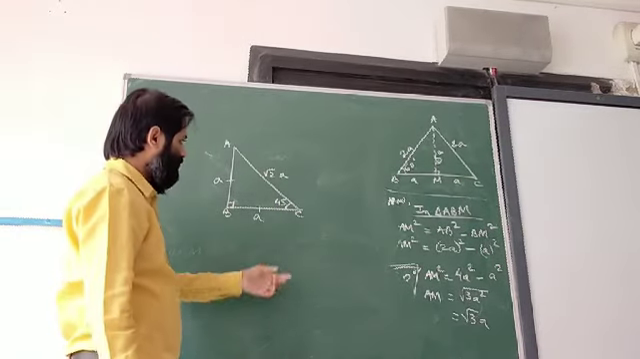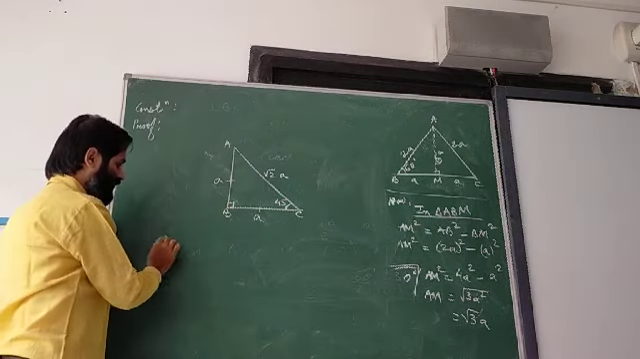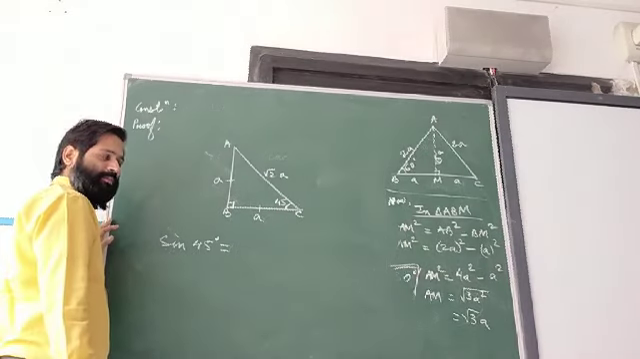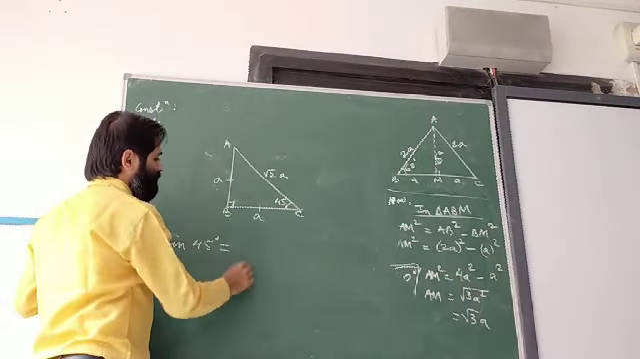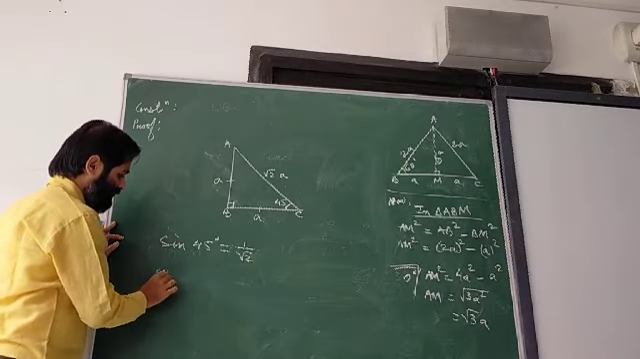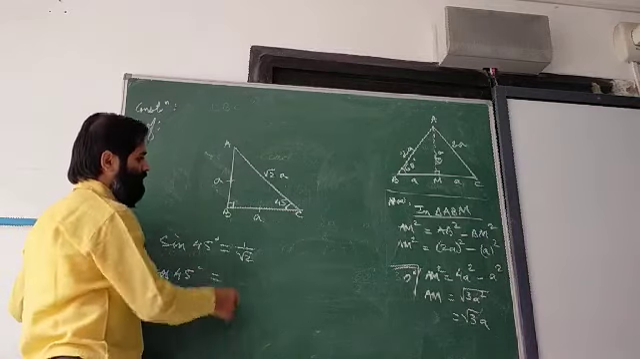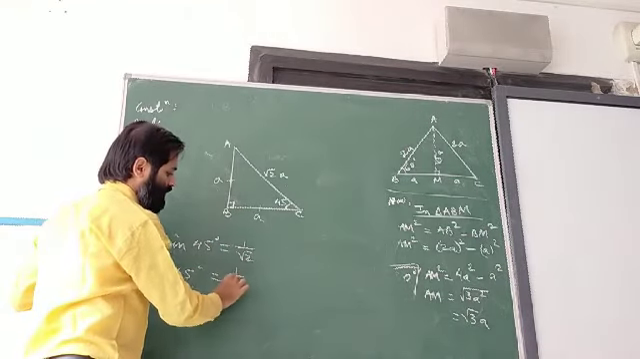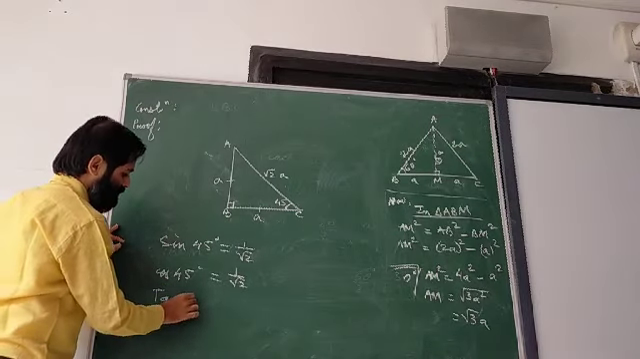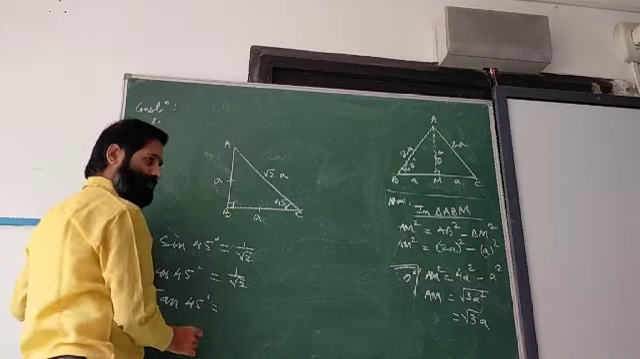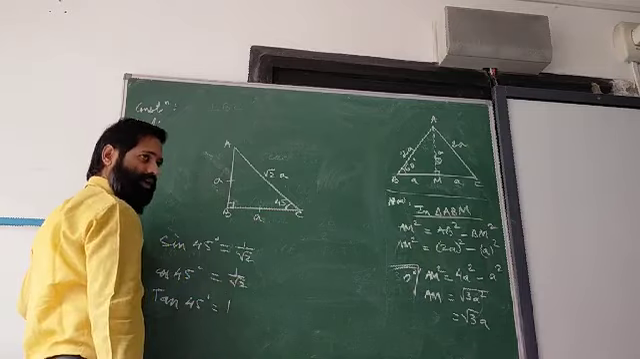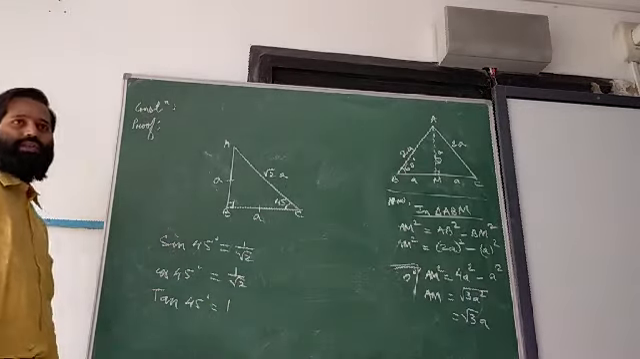Then sine 45. After finding this, sine 45. Sine means what? P by h. So that means 1 by root 2. Correct? Same way, cos 45. Cos means base by hypotenuse. So again 1 by root 2. Correct? Then tan 45. Tan means perpendicular by base. Understood? And same way you will take the reciprocals for the other ratios, and you will get your answer.